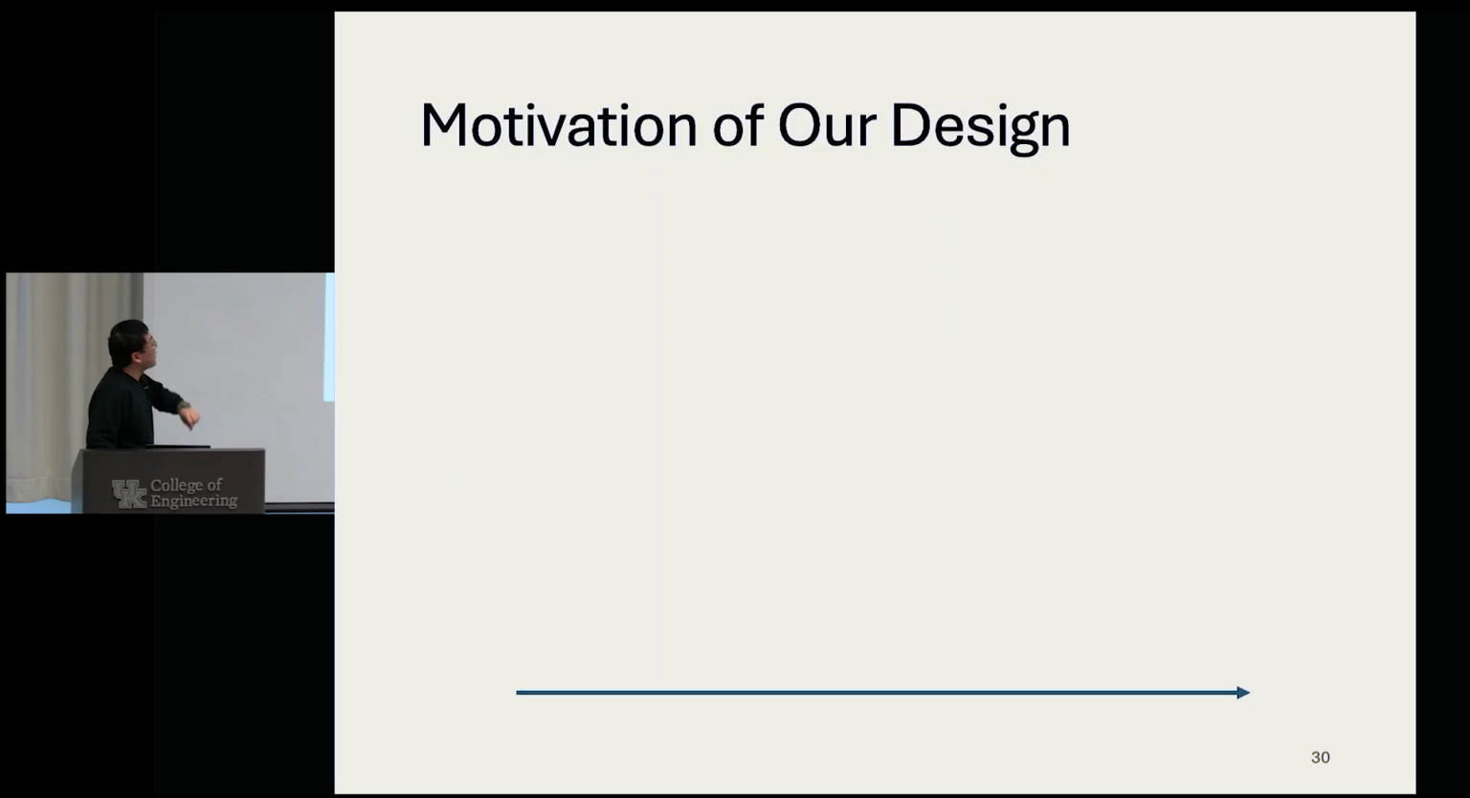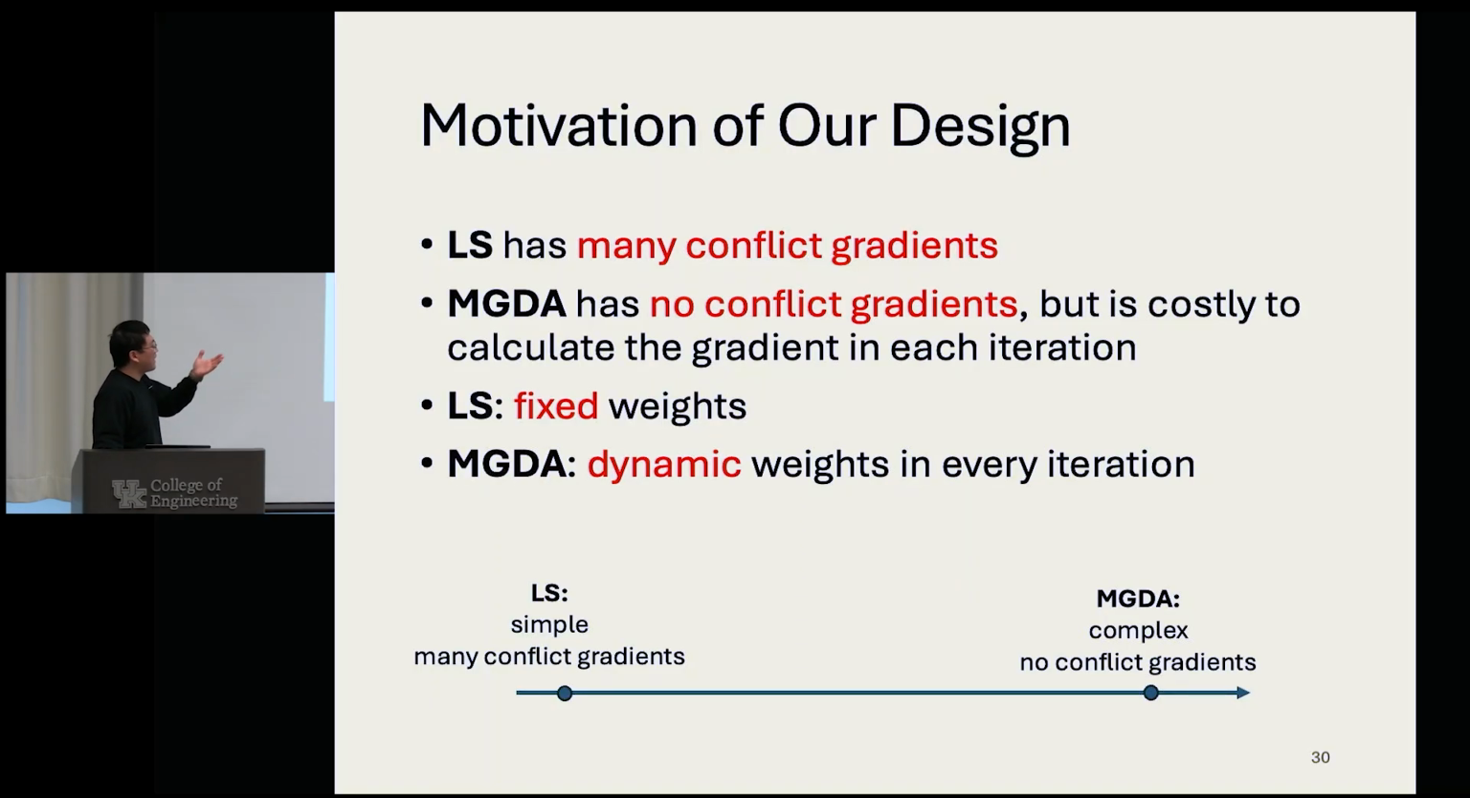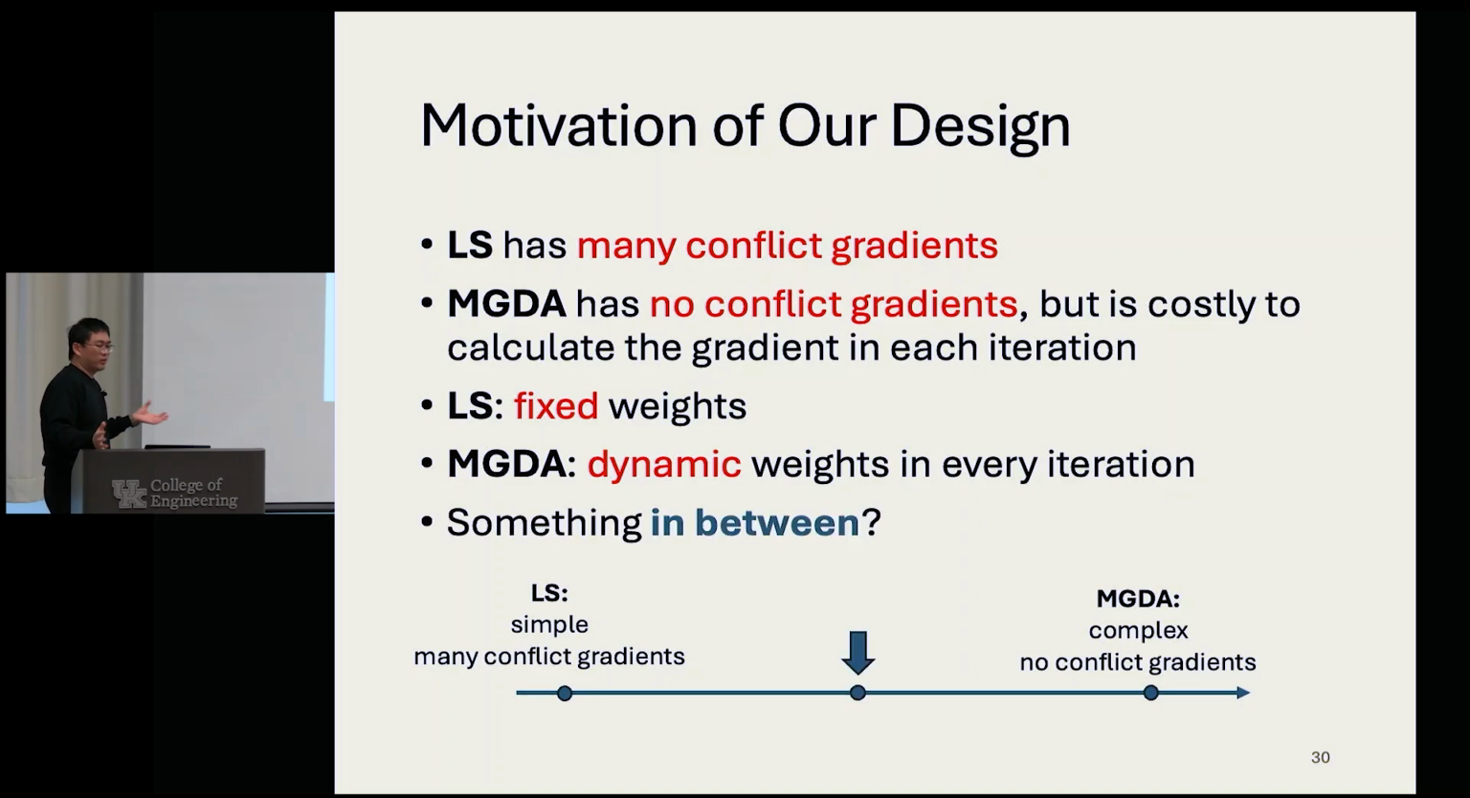Let's talk about our motivation. Linear scalarization is simple, but it has many conflicts, so it may be slow in convergence speed. MGDA is very efficient at quickly approaching the Pareto optimum, but it's hard to compute, right? Because in every iteration we have to solve an optimization problem, so it's slow. What we want is something in between. We want to mix the advantages of both algorithms.